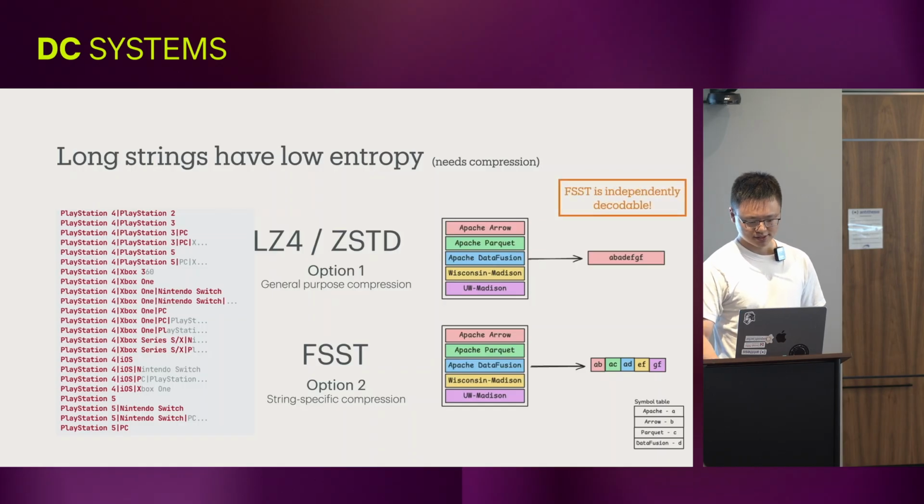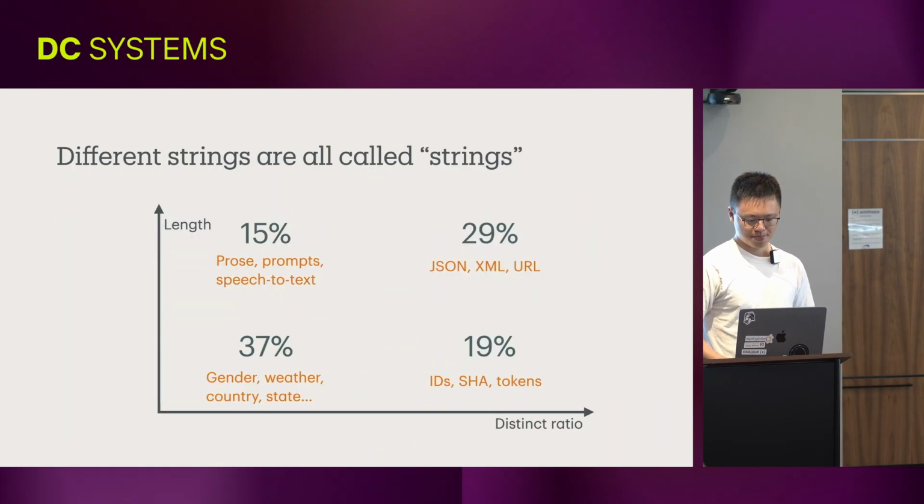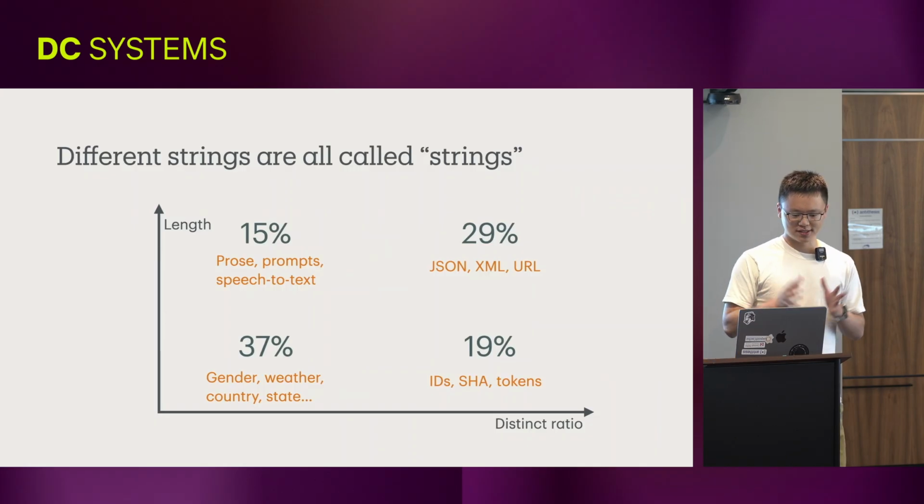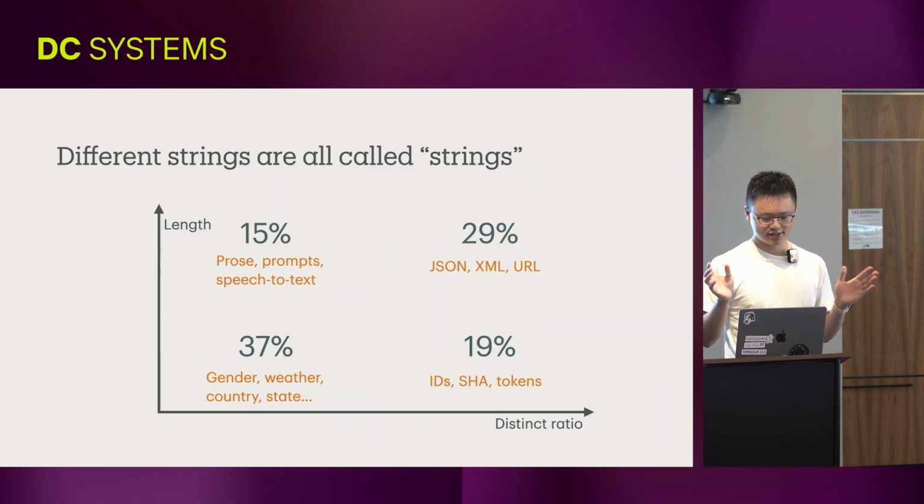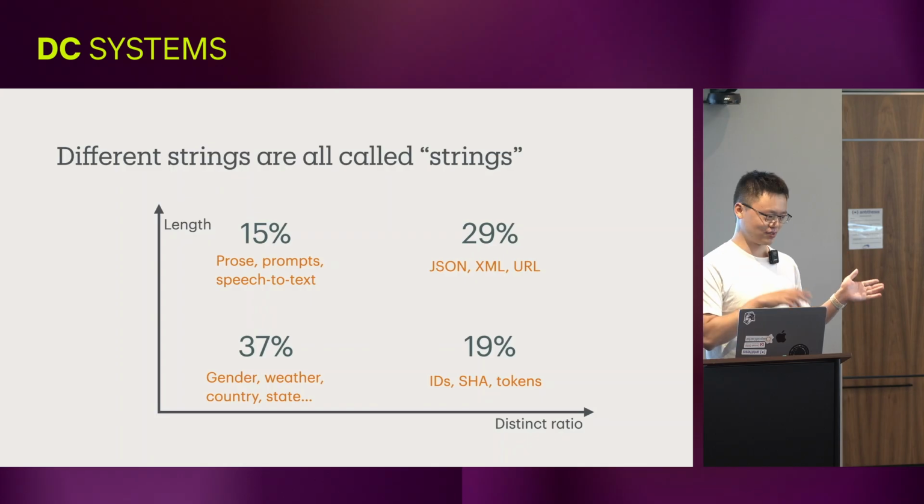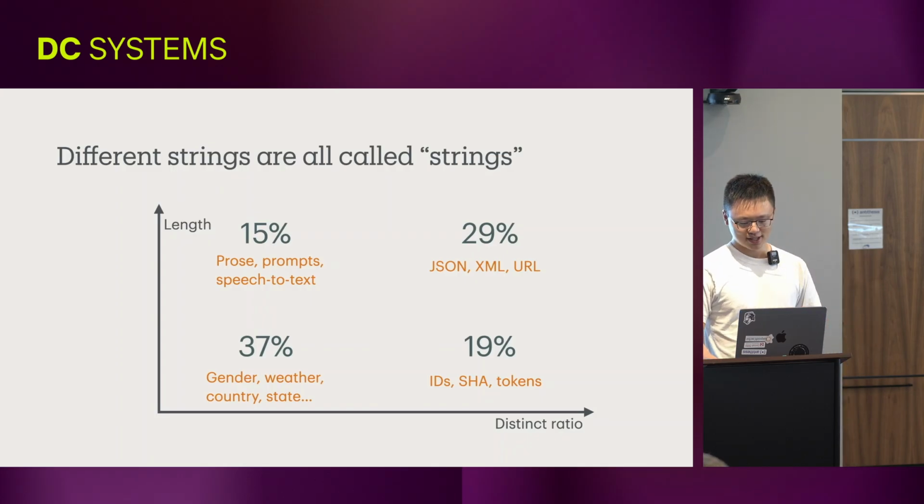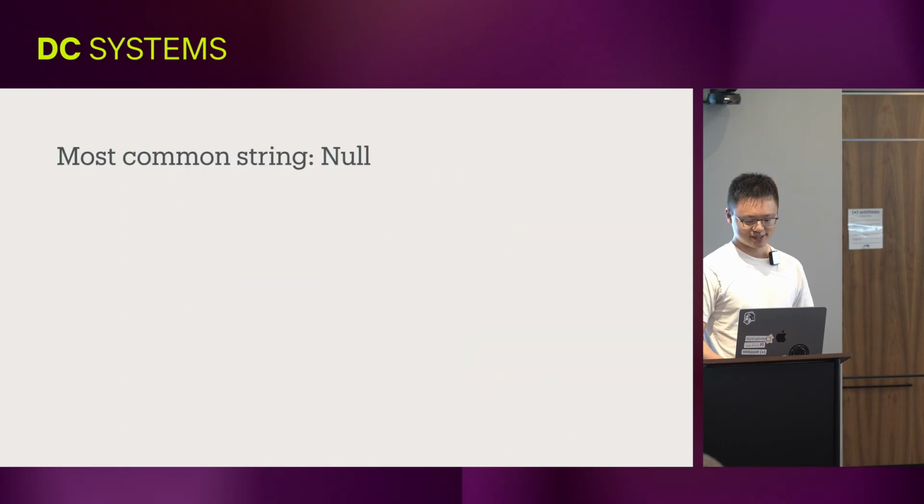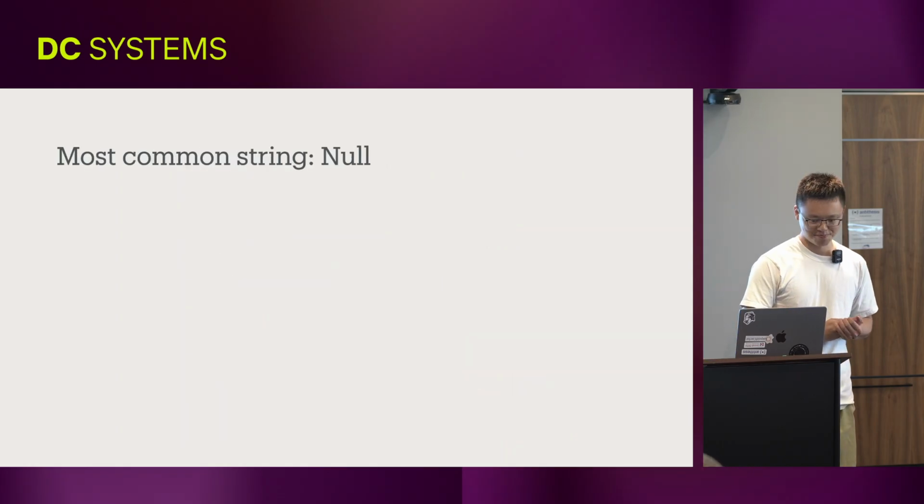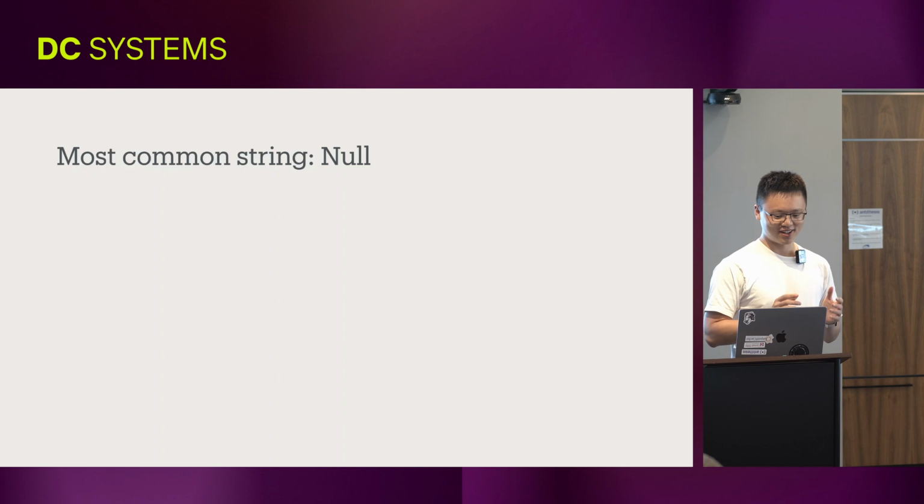Okay, so FSST is independently decodable. So yeah, we have basically shown different strings. Although they are all called strings, they're actually very different things. And there's one last topic about strings: the most common string is null. We've actually found that 12% of strings are nulls.